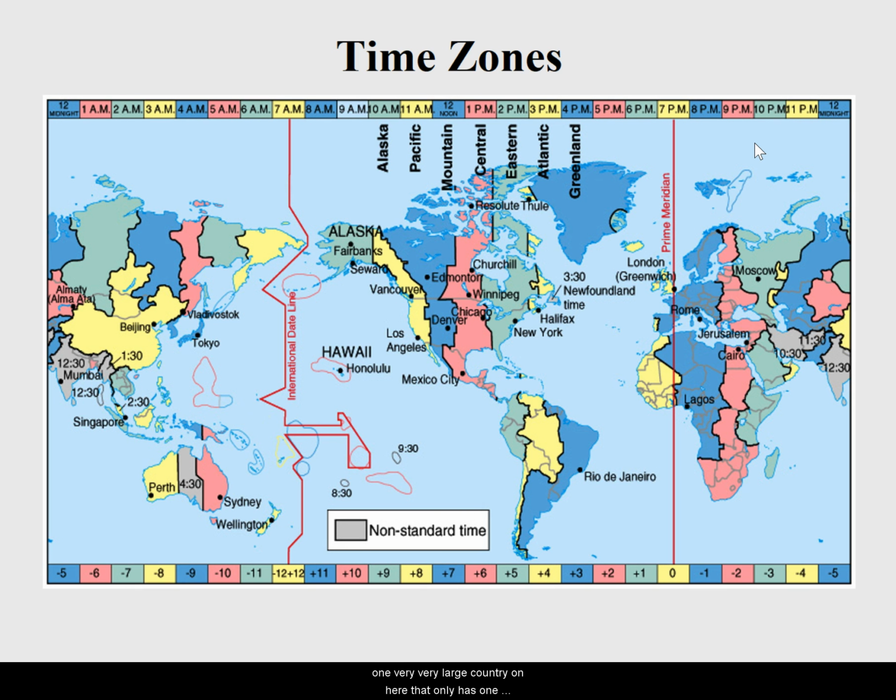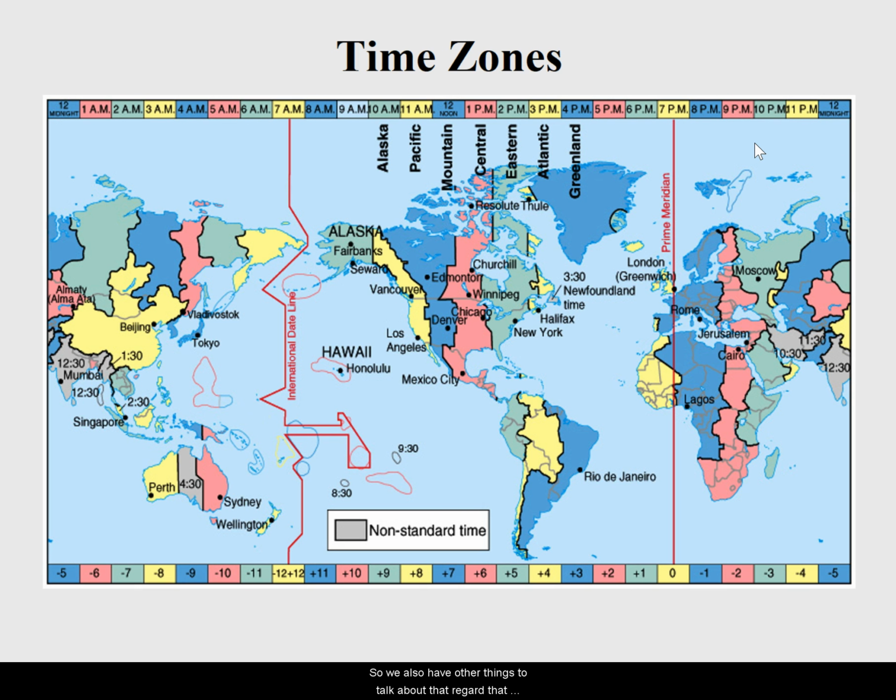I will point out that there's one very, very large country on here that only has one time zone throughout the entire country, and that's China. So you can see that the color of China is yellow, which is representing that -8 at the bottom of that chart there. This means that China, being a very large country, is all under one time zone. So in Western China and Eastern China, it's the same time. For example, it still may be sunny at 8 p.m. in Western China, but it will be completely dark at 8 p.m. in Eastern China.